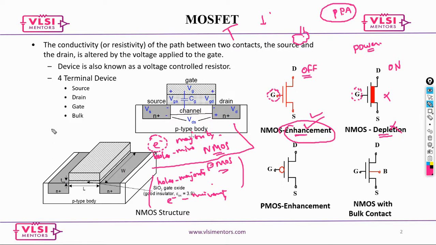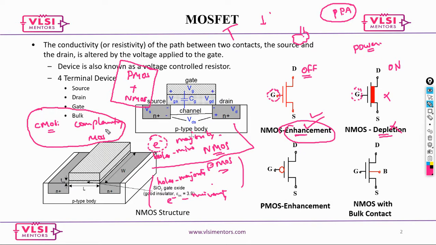So we always look at both PMOS and NMOS. That is what we call the CMOS. So what is the meaning of CMOS? It is a complementary MOS. It is both PMOS plus NMOS. Together, if you add both in your design, we call it CMOS.